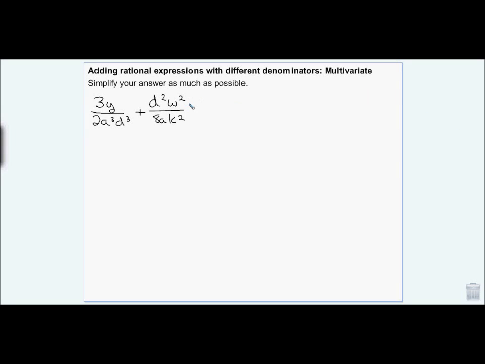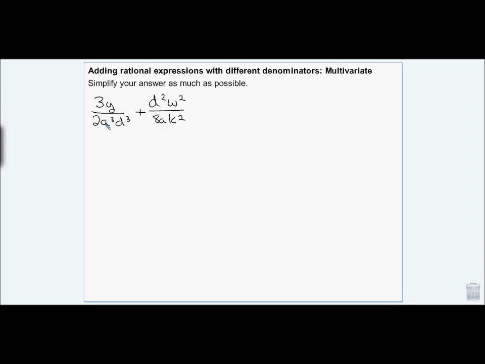Now we're going to talk about adding rational expressions with different denominators that have multivariables. We need to simplify our answer. First, we need to look at our two denominators. We have 2a to the third d to the third and 8a k squared.